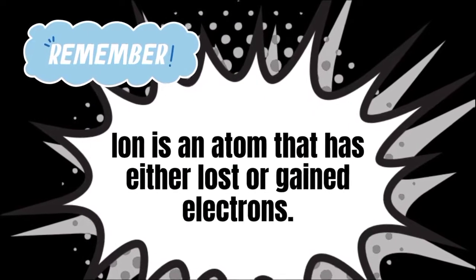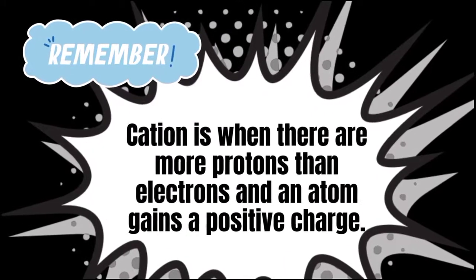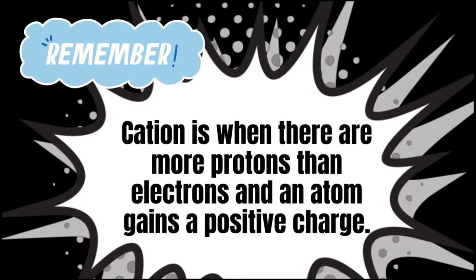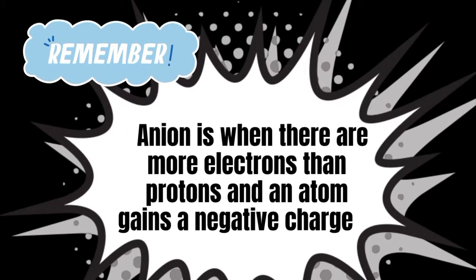Let's summarize our lesson. An ion is an atom or group of atoms that has a charge. They get a charge when the number of protons and electrons don't balance out. With more protons than electrons, you will have an ion with a positive charge known as a cation. With more electrons than protons, you will have an ion with a negative charge known as an anion.